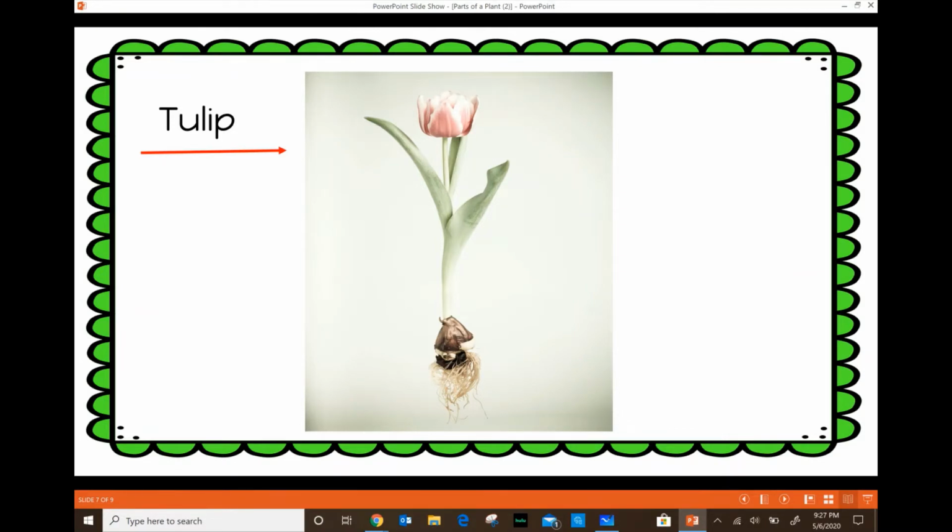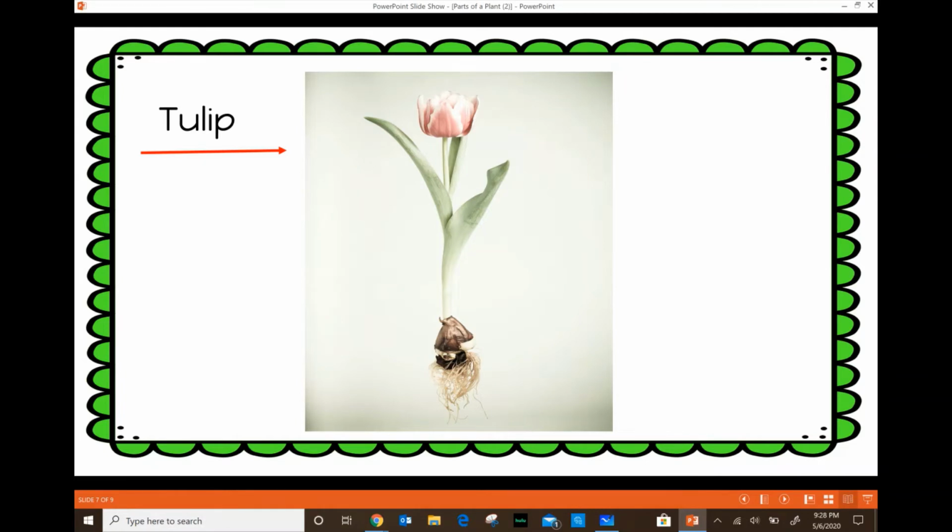Now let's look at a tulip. A tulip also has the roots at the bottom. If you look at the bottom, there's a bunch of little stringy pieces of strings or hair at the bottom. Those are the roots. That's what takes in the water for the plant. And then you have the stem, which is a stick in the middle that's carrying the water through the plant. The tulip also has leaves. These leaves are different than what we're used to seeing, right? And then we have the flower on top.